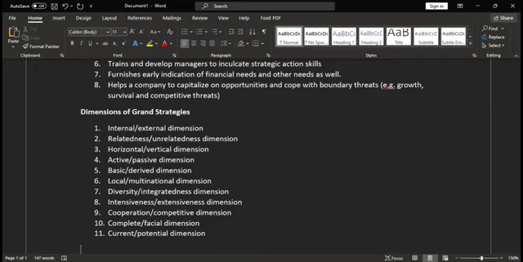Local as well as multinational dimension. Localization is the extent to which a newly adopted strategy is restricted to a single business or businesses at home. Multinationalization is the extent to which a newly adopted strategy is operated both at home and abroad. That is the host economy.